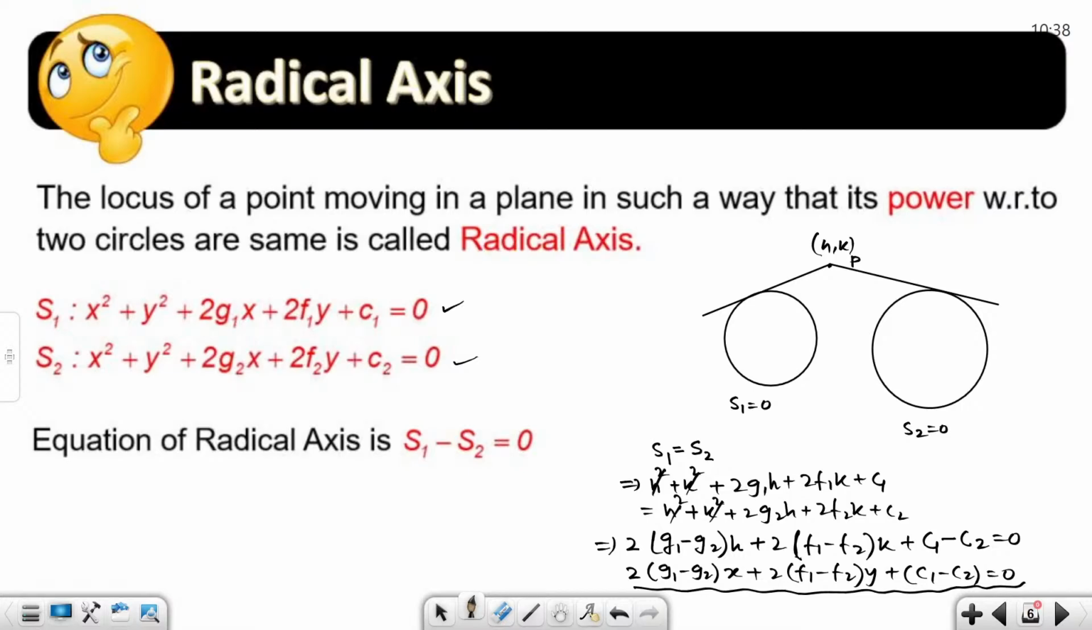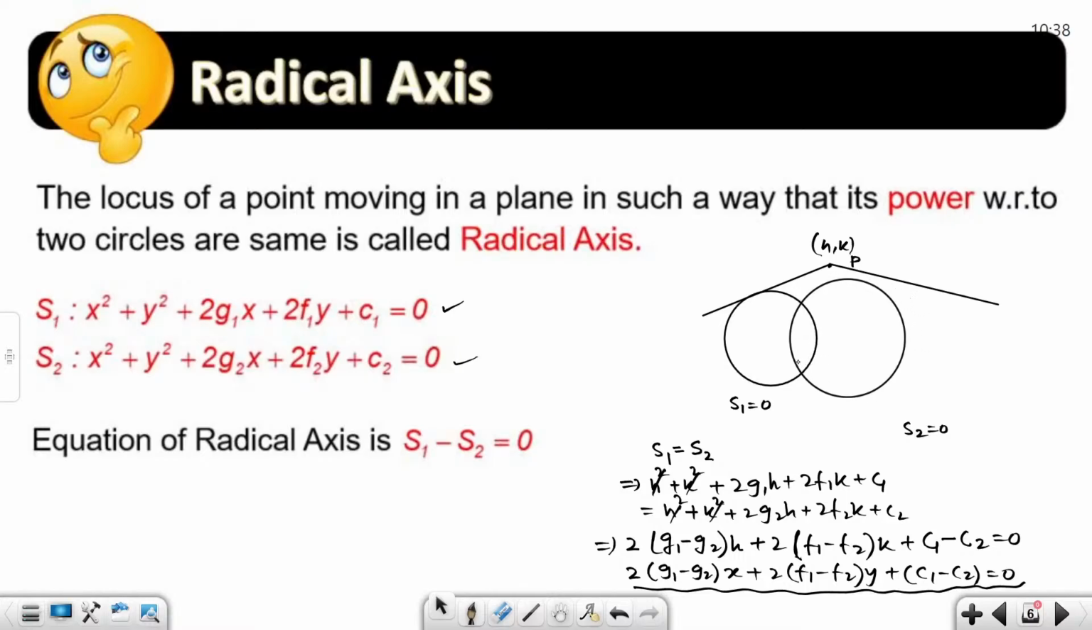Now, the radical axis is basically independent of the position of the two circles. In the example that we have taken here, both the circles are disjoint, and here we have seen that there is a radical axis. Now when these two circles touch each other externally, then also we have a radical axis.